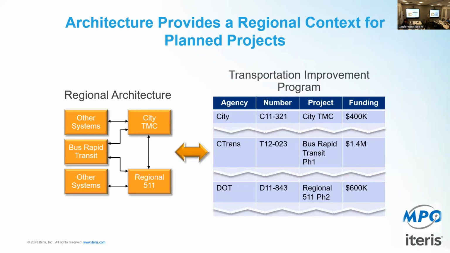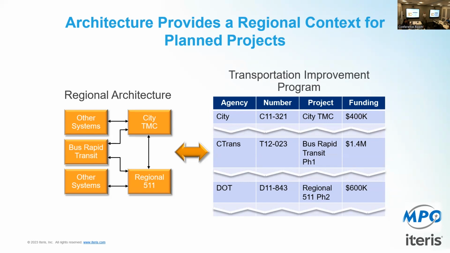Now, from a standpoint of the projects, you look at the architecture and the TIP, look at budgeting. Well, I have a city TMC, I've got a bus rapid transit system, I've got 511 identified in my architecture. Well, those show up as different line items in my TIP. But from the architecture, I understand there's a linkage between bus rapid transit and the city TMC. I need to make sure that my budget has accounted for that particular interface. It's not just about the city TMC. It's about how it connects to these other systems. Do I need to deploy that interface when I deploy that project?